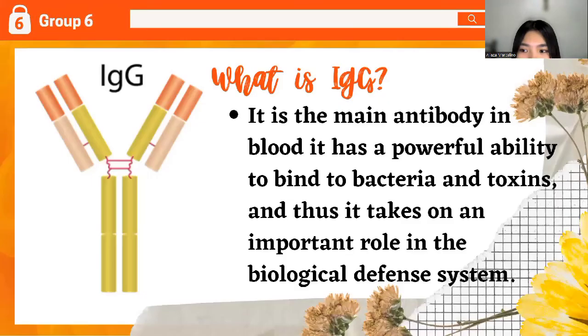First is IgG. What is IgG? It is the main antibody in blood. It has a powerful ability to bind to bacteria and toxins, and thus it takes on an important role in the biological defense system. It is the only isotype that can pass through the placenta, and it is transferred from the mother's body to protect a newborn.